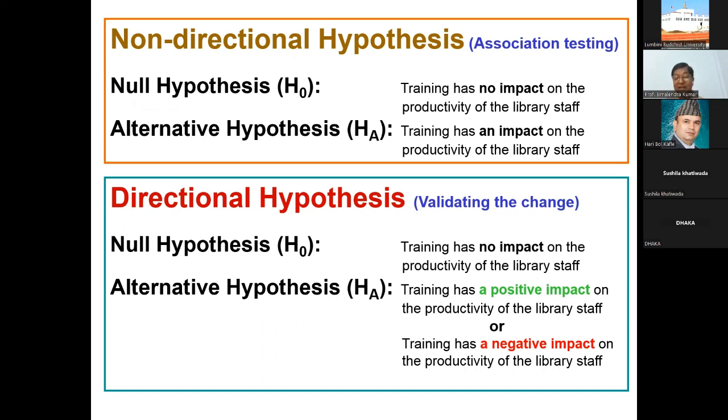Then the directional hypothesis, which is meant for testing the change. There are two types here. Null hypothesis: training has no impact on the productivity of the library staff. Alternative hypothesis: training has a positive impact on the productivity of the library staff, or training has a negative impact on the productivity of the library staff.